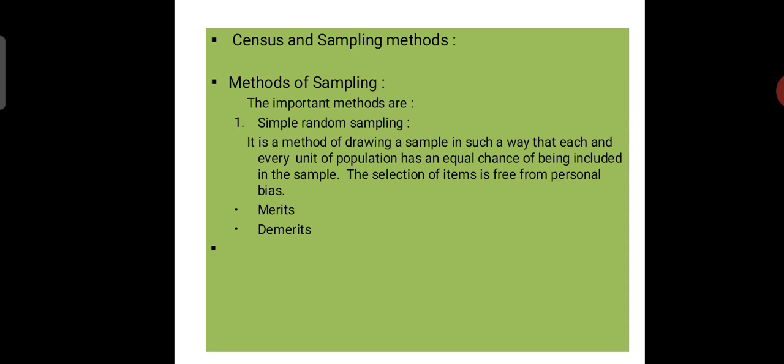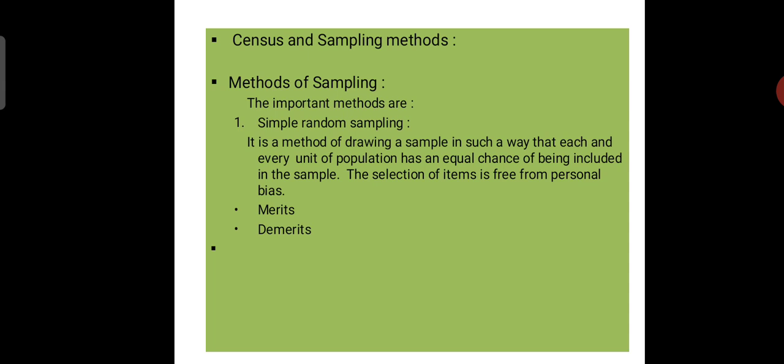Let us study methods of sampling. The science of drawing a sample is known as the sampling method. Sampling method means the science of drawing a sample from a group. Here there are 3 important methods: simple random sampling, stratified sampling and systematic sampling. Let us study the first method, simple random sampling.